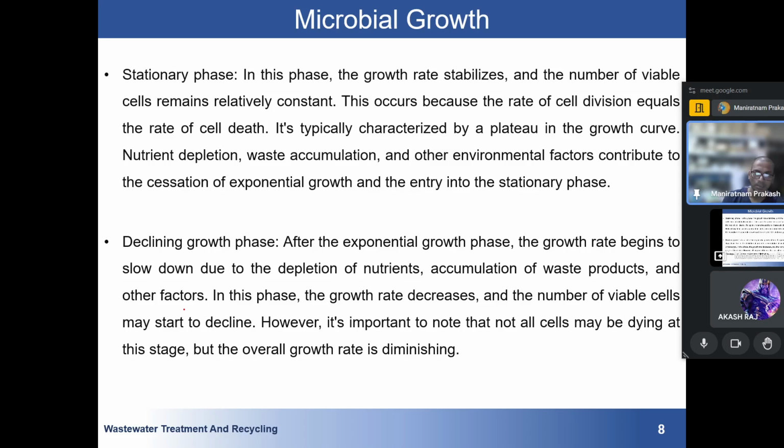Okay, now in this phase, the growth rate increases and the number of viable cells may start to decline. However, it is important to note that all the cells may be dying at this stage, but the overall growth rate is diminishing. Means most of the cells are dying also. That's why there is a decrease in population.